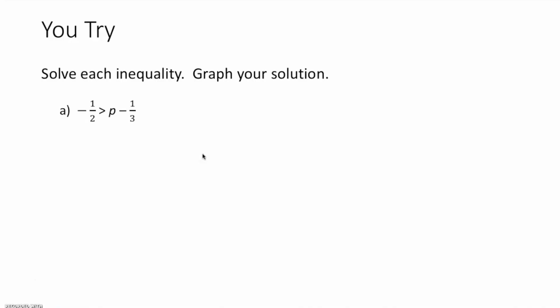You try. Okay, simplify, move, solve. Can we simplify either side? No. I mean, you could get rid of the fractions, but let's just see what happens if we deal with them like this. So simplify is done.